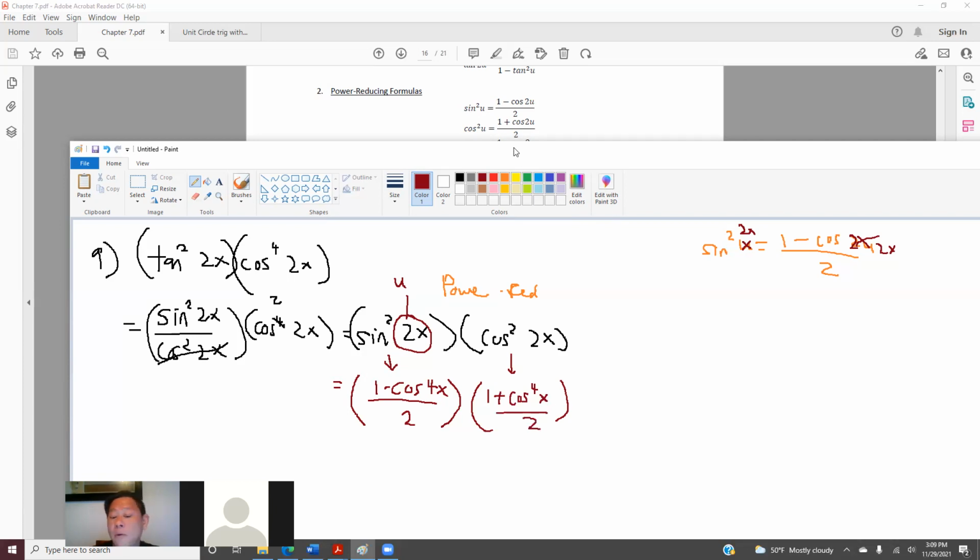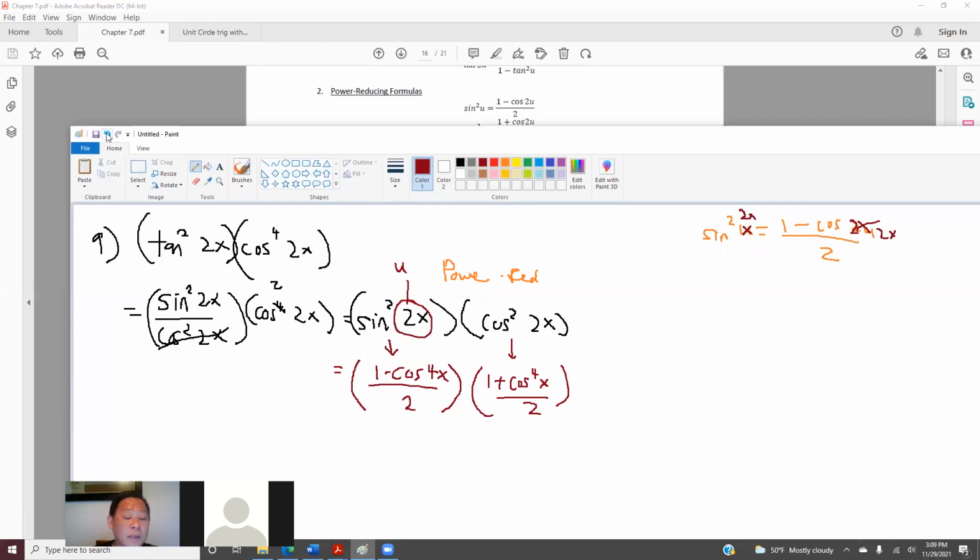So this is using power reducing. Oops, sorry, my 4 is in the wrong position. So make sure this 4 is not a power. This 4 is a multiple. So the 4 is on the x, not on the power.